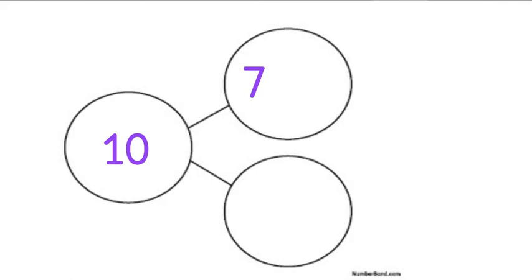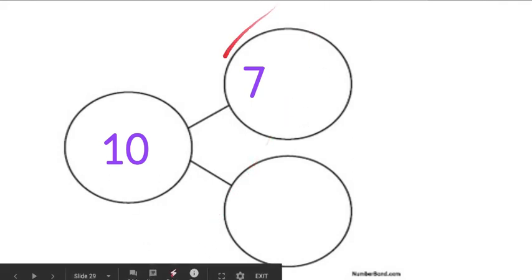Okay, so here we have a 7. Let me find my pointer. We have 7 plus something equals 10. What is this missing number?